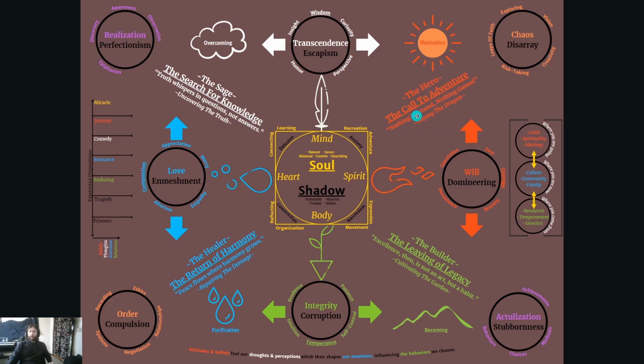So the hero or the call to adventure quest is primarily motivated by the fire part in us. The next one is the search for knowledge, and that is characterized by the sage archetype. The mantra is truth whispers in questions, not answers. And the key task for this quest is uncovering the truth. While this quest is primarily associated with the air part of us, it also exists in between love and transcendence, and that's important to keep in mind.